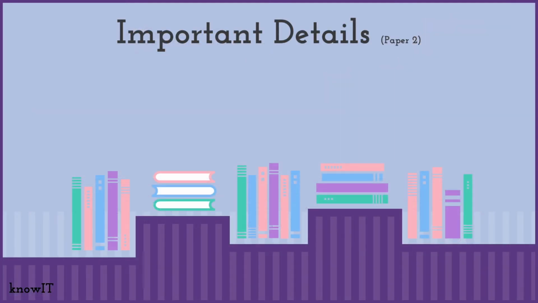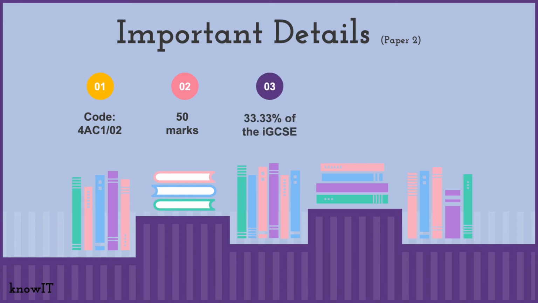So here are some important details about paper 2, and paper 2 is slightly shorter than paper 1. Here's the code for it, and as you can see, it's for 50 marks, so it is lesser in importance compared to paper 1, and it also constitutes 33.33% of the iGCSE. So what I'm trying to say is that you should try to focus more on practicing paper 1, but of course, you can't completely ignore paper 2 either. It's better to do your best in both. Next, this paper is for 1 hour and 15 minutes, and it's called the Financial Statements paper.